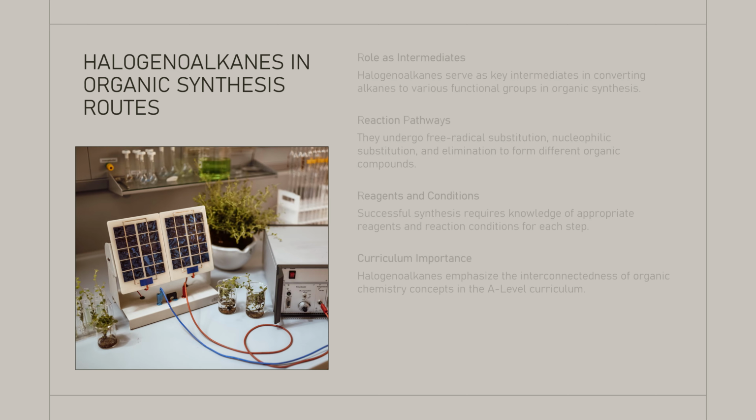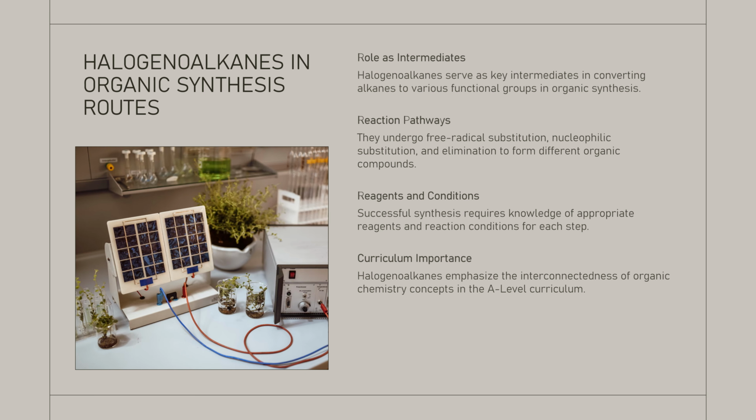Halogenoalkanes play a central role in organic synthesis because they can be converted into a wide range of other functional groups. For example, an alkane can be converted into a halogenoalkane via free radical substitution, which can then undergo nucleophilic substitution to form an alcohol or elimination to form an alkene.